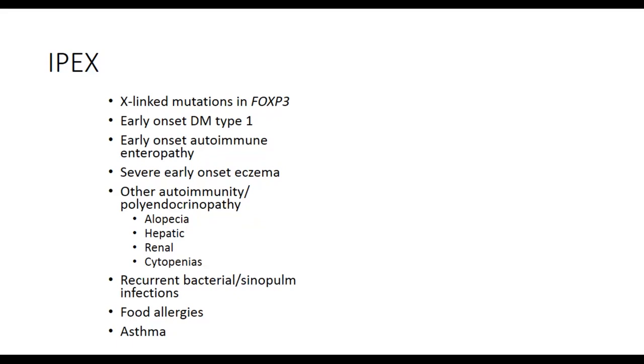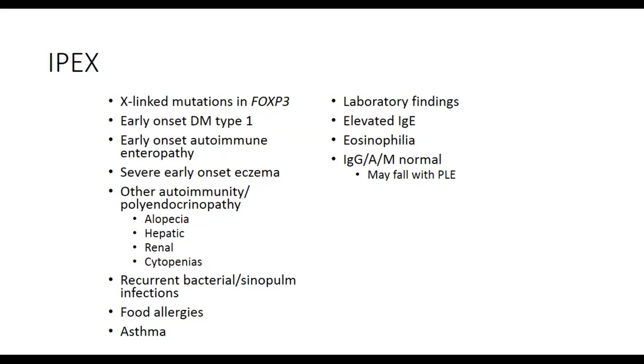There's a spectrum of the mutations that we see in the FOXP3 gene, and some of them don't present in infancy. Some will present later in life, and they may have a milder mutation that still allows a little bit of function of the protein. In terms of lab findings, they have a high IgE, high eosinophil counts, and they may develop a protein-losing enteropathy, which would cause loss of immune proteins in addition to other proteins, but otherwise the other immune proteins are usually normal.